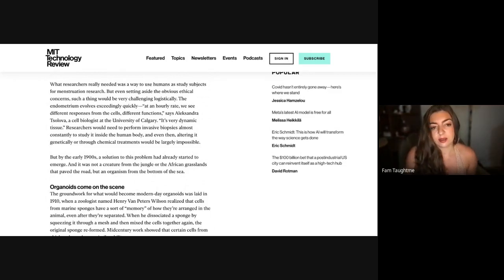So it says there's logistical challenges and ethical concerns to studying women. One is that the endometrium evolves very quickly, at what they're saying is an hourly rate. And so in order to do tests, they would need to perform invasive biopsies almost constantly to study inside the human body.